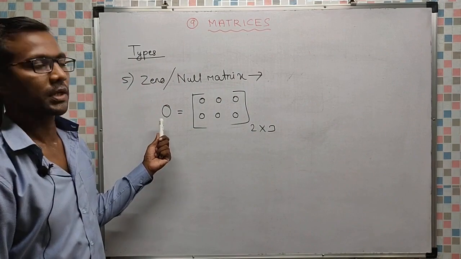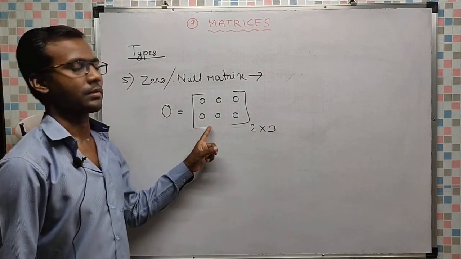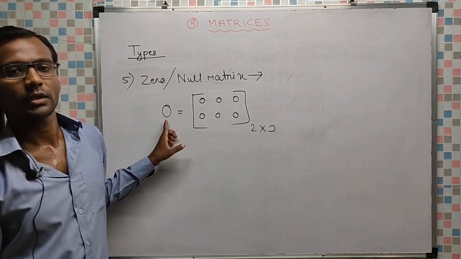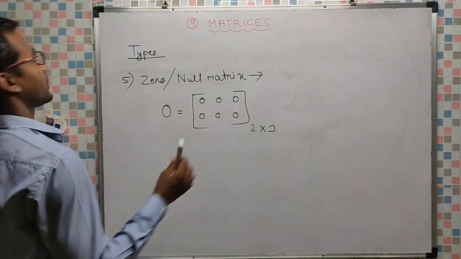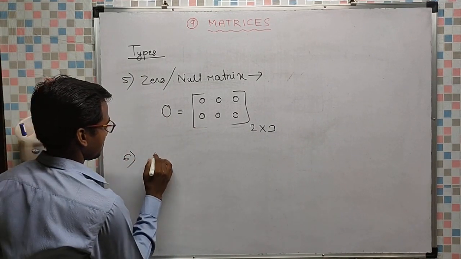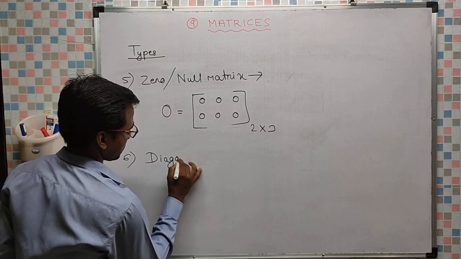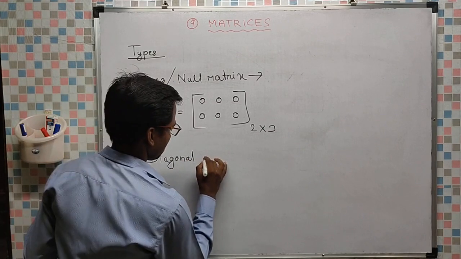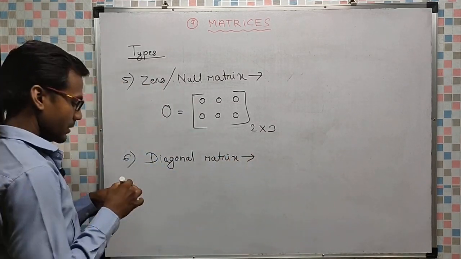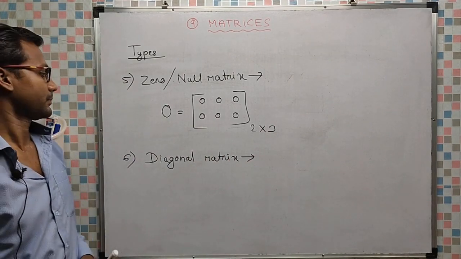So a null matrix or 0 matrix is a matrix in which each element or each number is 0, and it is represented by the capital letter O. Next we have the diagonal matrix.